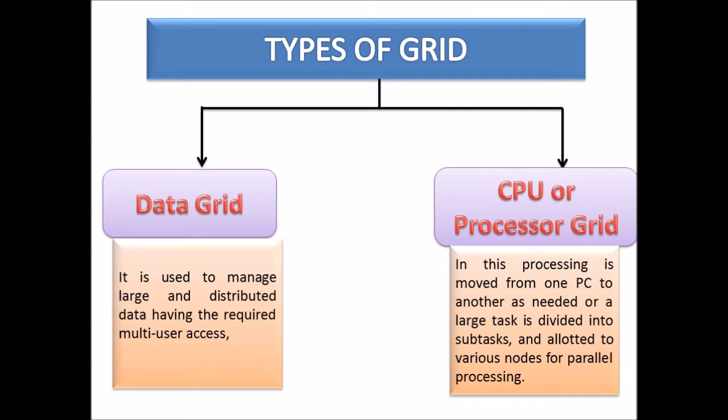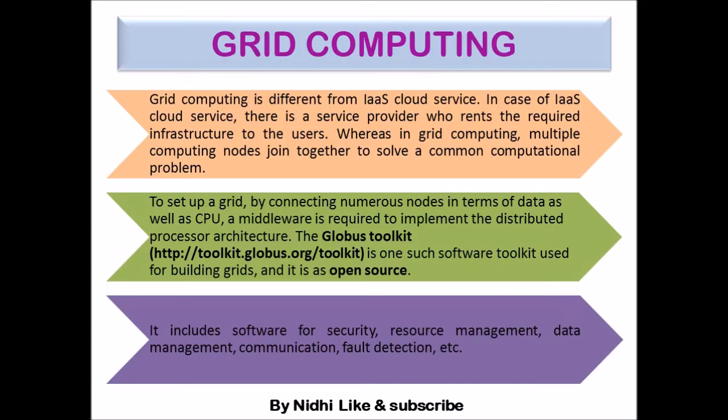So as the name suggests, it is just sharing the processing speed, where processing is moved from one PC to another as per the requirement, or a large task is divided into subtasks or sub processes and then allocated to various nodes for parallel processing. Parallel means साथ में, एक साथ में सारी processing हो रही है. Okay, on different processors.